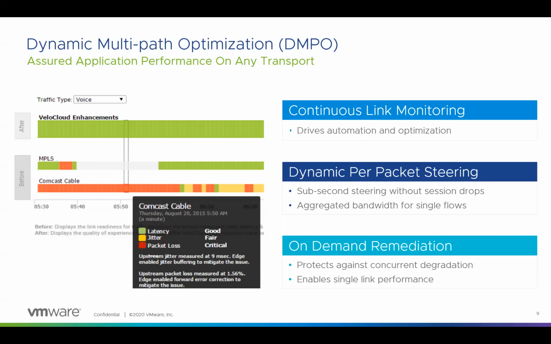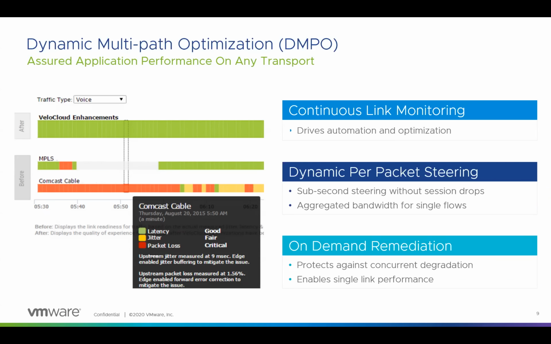And so here we have a couple things laid out. We have our continuous link monitoring. VeloCloud is constantly scoring the link for performance based on a QoE, a quality of experience score. This is going to take into account things like jitter, packet loss, and latency. And it does this by adding a header to the packet to provide these measurements.